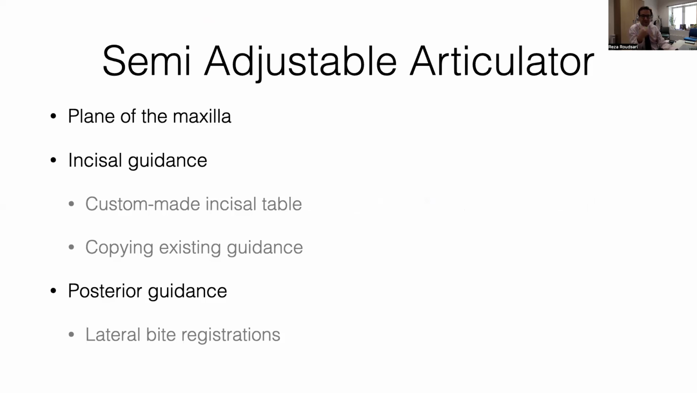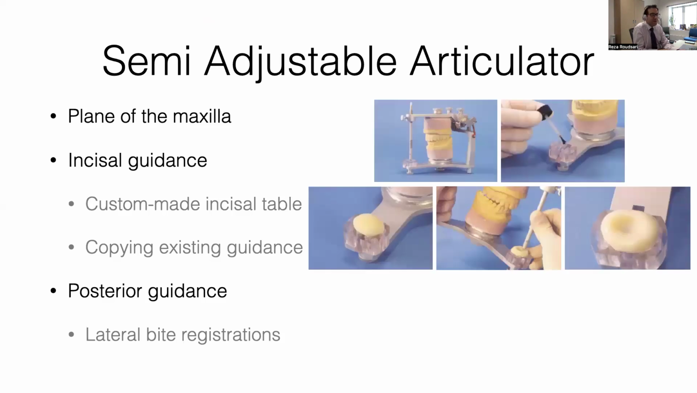Things you need to transfer are the plane of the maxilla, for which you can use a Facebow. And also you have to do your incisal guidance. With your incisal guidance, you can make a custom-made incisal table, which most of the time is copying your existing guidance or your provisional restorations in place. And then in terms of your posterior guidance, you have to take some lateral bite registrations.